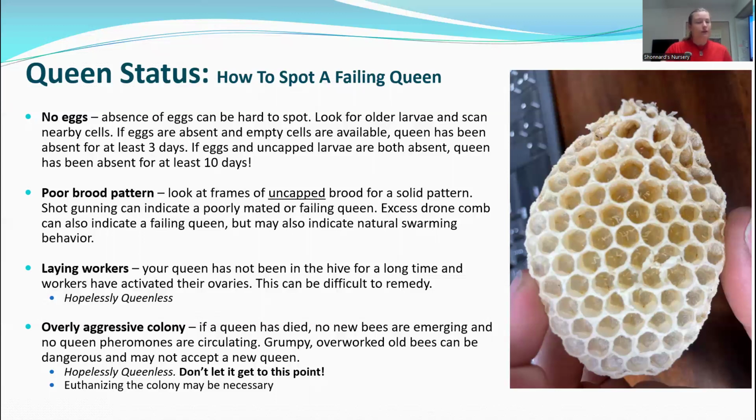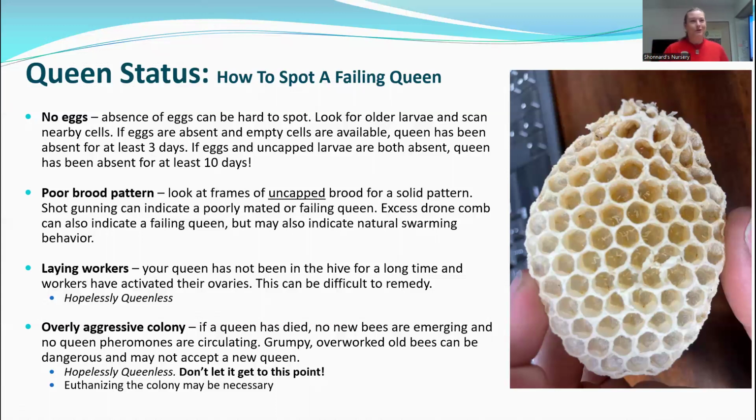Excess drone comb can also indicate a failing queen. She may not have as much sperm left over. She requires sperm to make a worker. She does not require sperm to make a drone. So if she's laying only drone, the sperm may have dried up. She may have been poorly mated, and she's only actually capable of laying drone at that point.